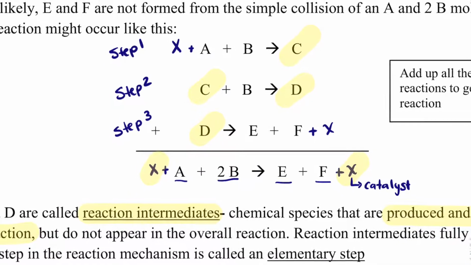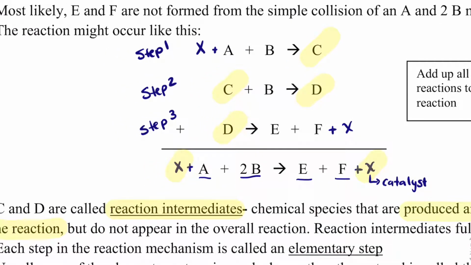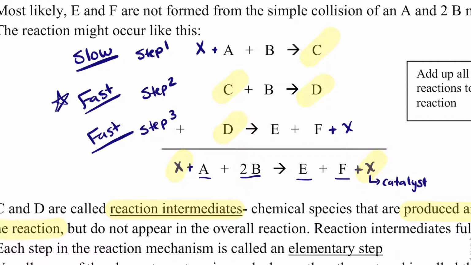And with all of these steps, it's typical that one of them will be just a little bit or even a lot slower. And so for example, we could say that this first step here is the slowest one, where the other 2 we could say are fast. And so it doesn't matter how fast steps 2 and 3 happen. It all depends on that first step.